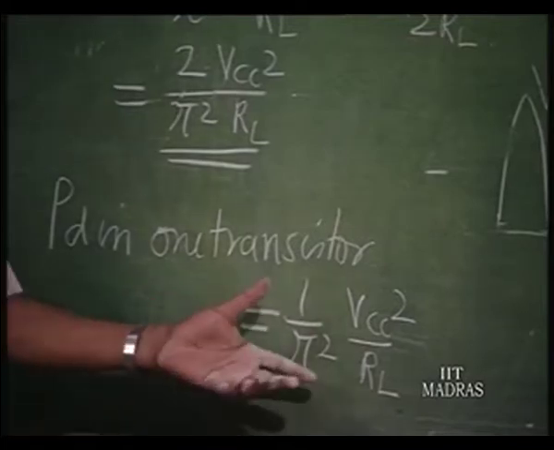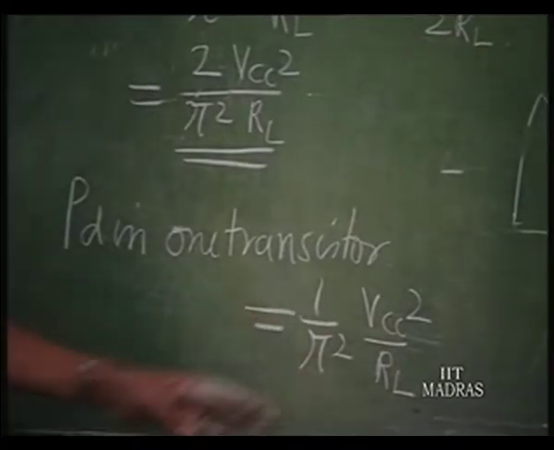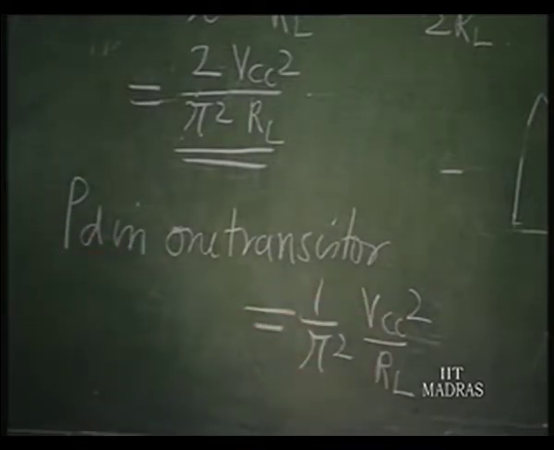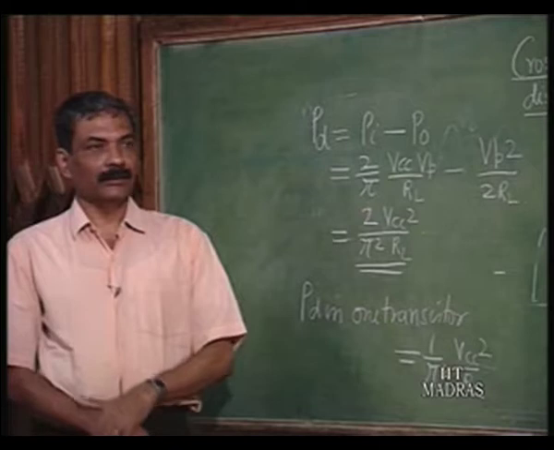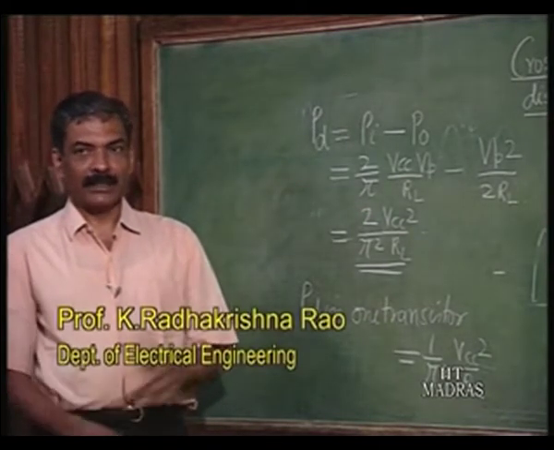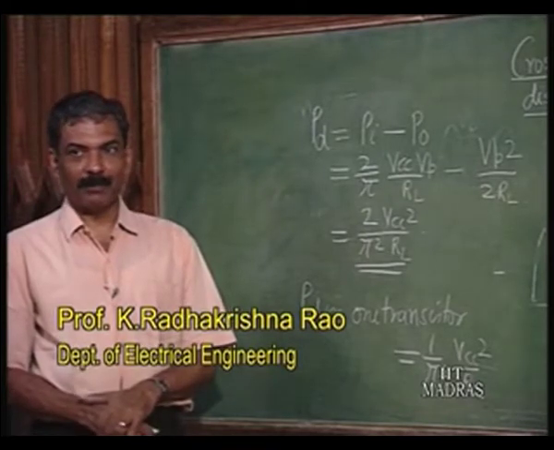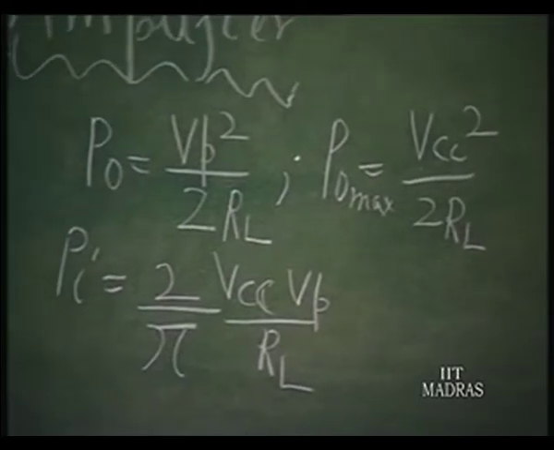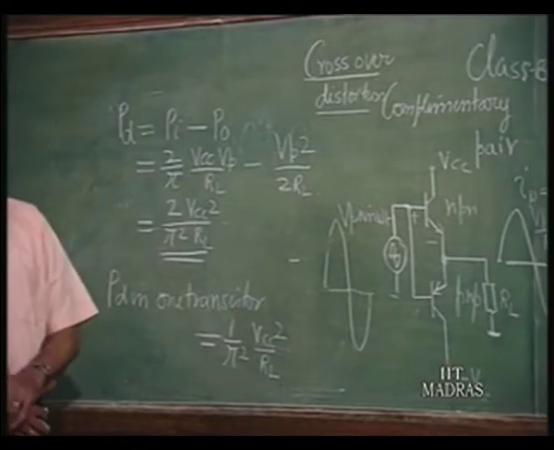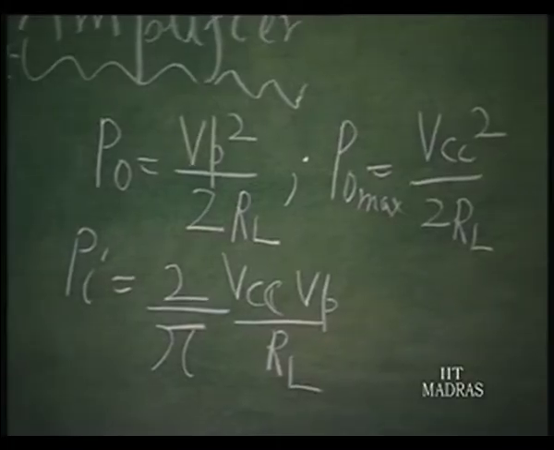1 over pi squared is nearly 1/10. Pi squared can be made equal to 10. So, 1/10 of VCC squared by RL. You can see this, VCC squared divided by 2 RL is the P naught max, the maximum power output you are capable of getting from this arrangement of complementary pair with VCC here and minus VCC here, equal to VCC squared divided by 2 RL.